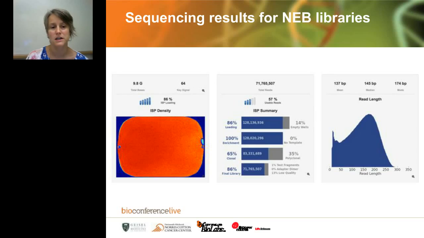You can see here on the left is the bead loading, and on the right is the read length that we're generating. So with the libraries that we prepared, we're getting about 145 base pairs of sequencing. But that does extend out past 250 for some sequencing types.